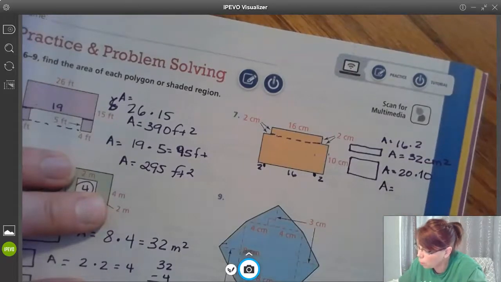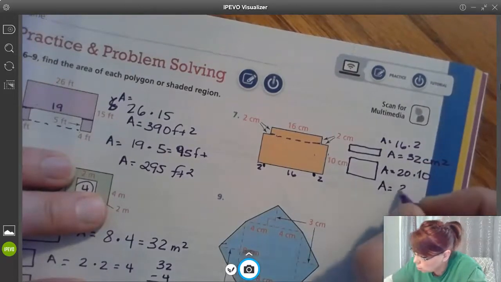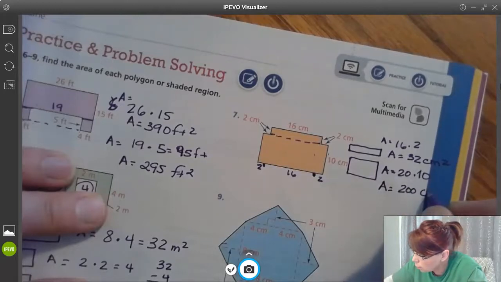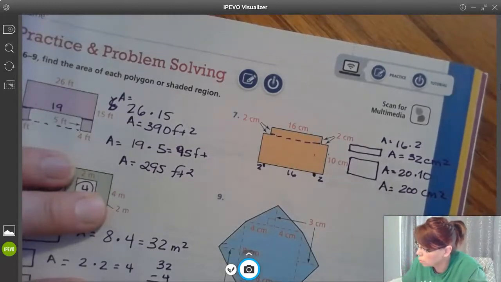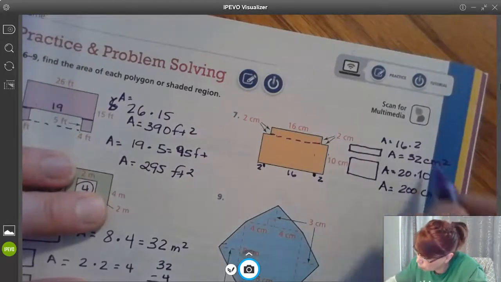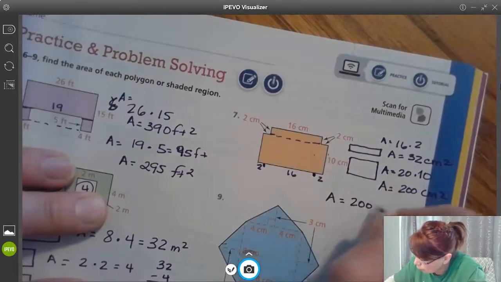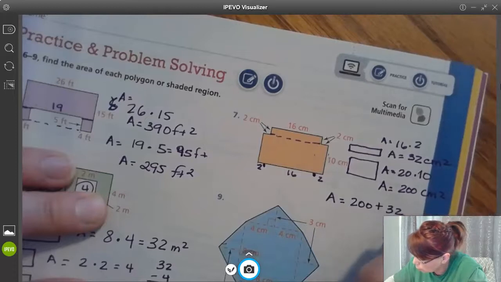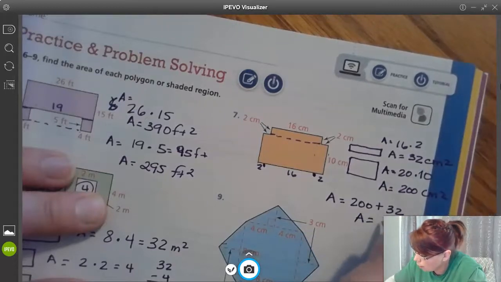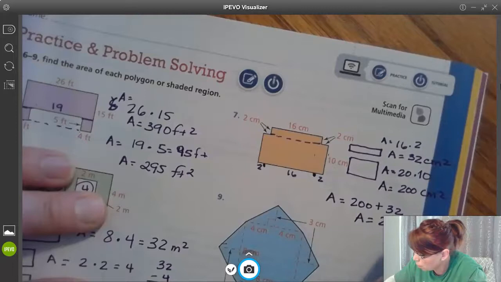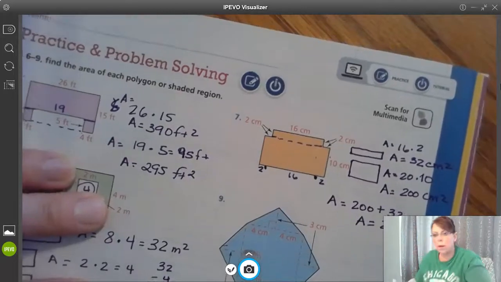So the area equals 200 centimeters squared. Okay. And now we're just going to go ahead and add these two answers together. So area equals 200 plus 32. Area equals 232 centimeters squared.